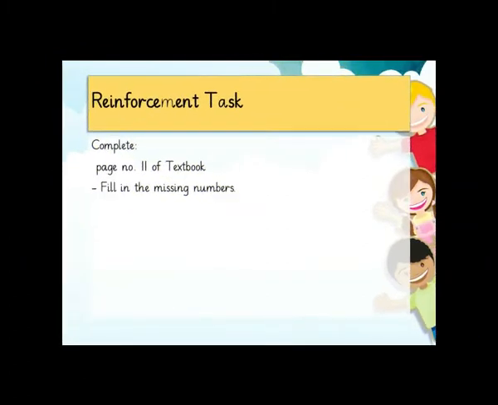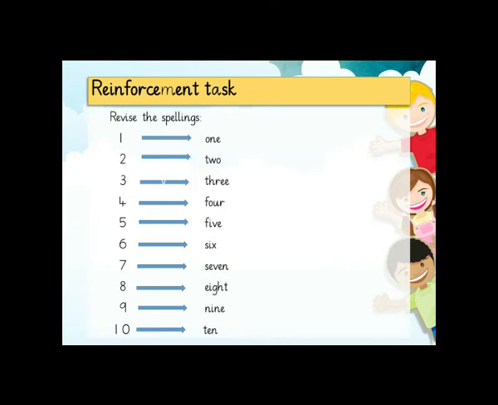Reinforcement task is also related to the missing numbers. You have to complete page number 11 of the mathematics textbook. Coming onwards towards the reinforcement task, you have to revise the spellings from 1 to 10. As you have done it earlier as well, it won't be difficult for you.